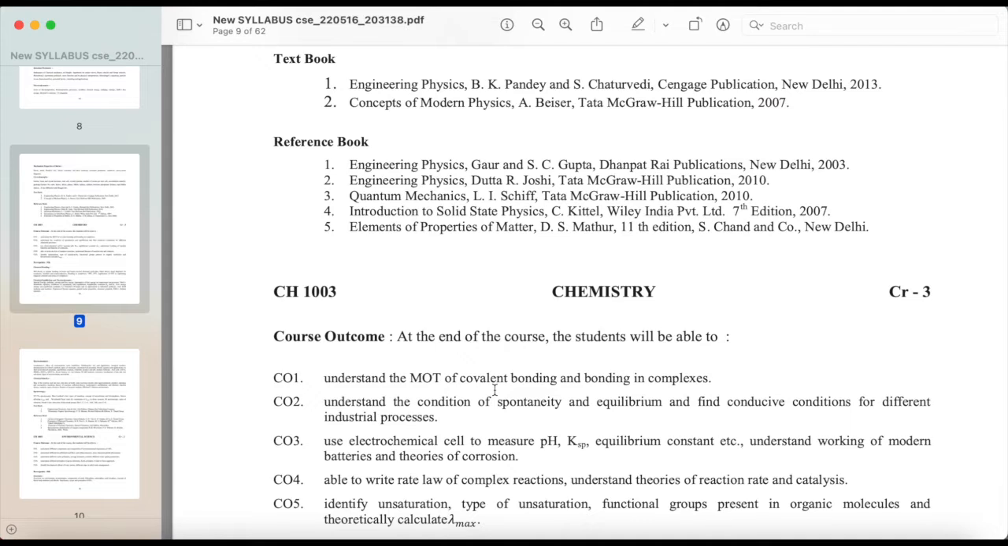Introduction to Solid-State Physics, C. Kittel, Wiley India Pvt. Limited, 7th edition, 2007. 5. Elements of Properties of Matter, D.S. Mathur, 11th edition, S. Chand and Company, New Delhi.